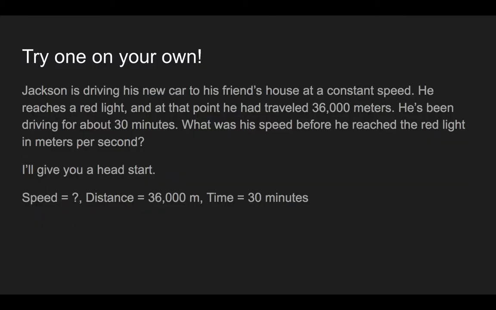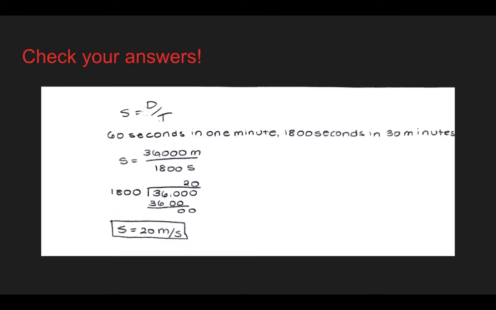So you can pause the video and do it on your own. If not, I have the answer. We have the equation speed is equal to distance divided by time. So we know that 60 seconds is in 1 minute, and so that means that 1800 seconds is in 30 minutes. Because from 1 minute to 30 minutes, you multiply by 30. So 60 seconds times 30 is equal to 1800 seconds.